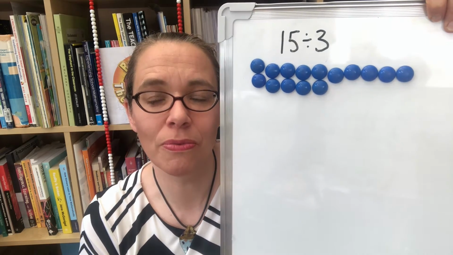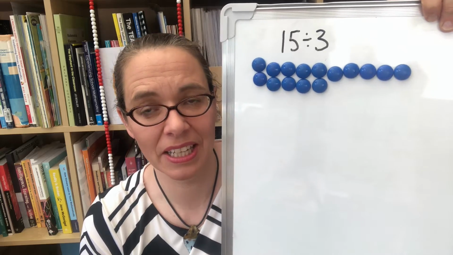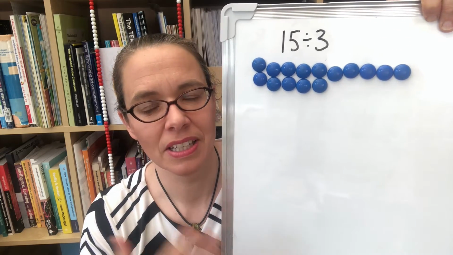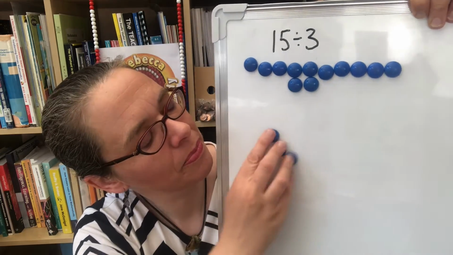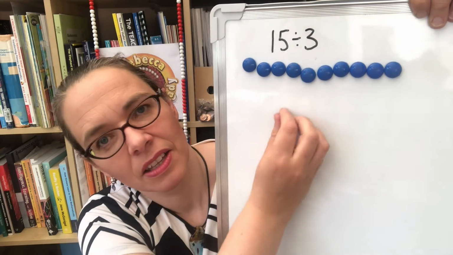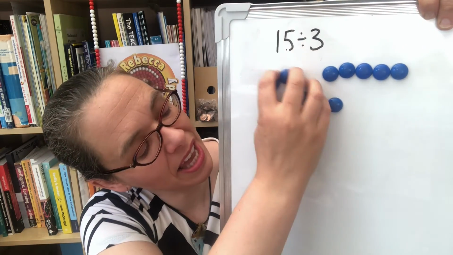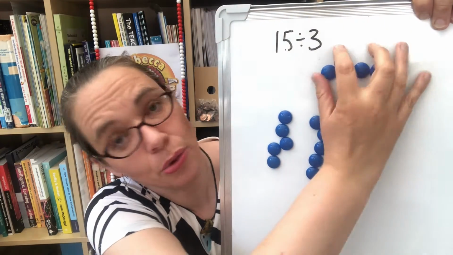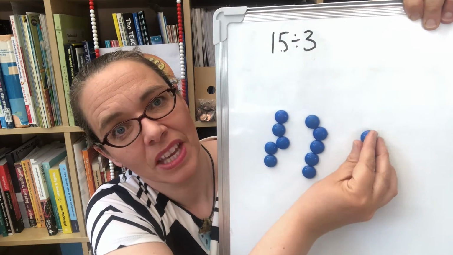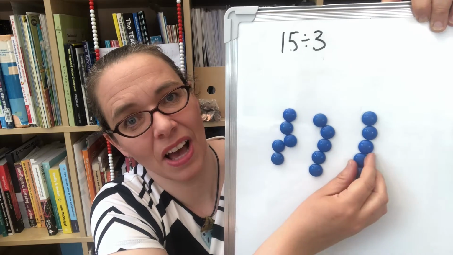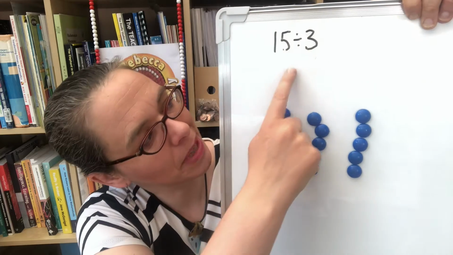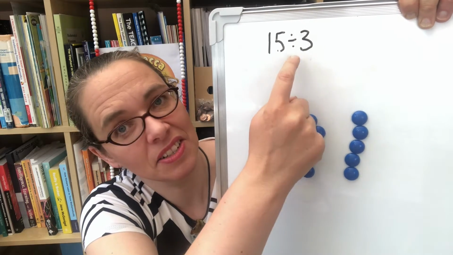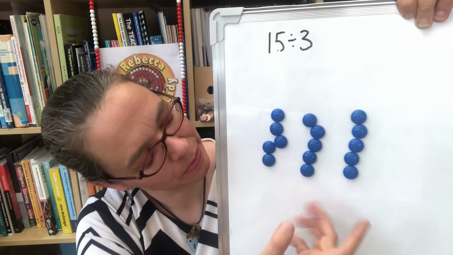And in a room full of people that I'm training, two things happen. Some people do this. They divide their 15 objects into 3 equal groups, and they tell me that the answer is 5 because there are 5 objects in each group when we split the 15 fairly into 3 equal groups.